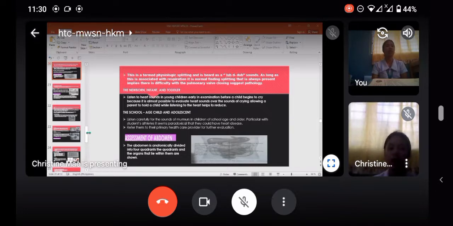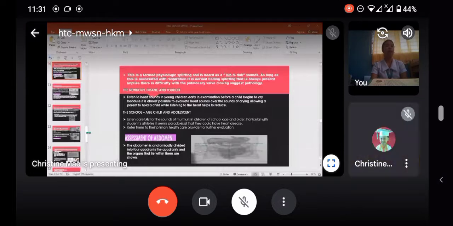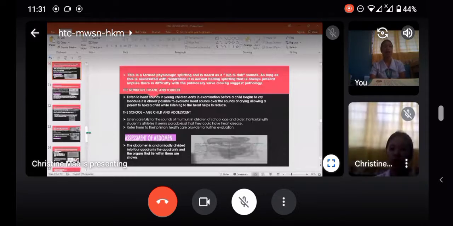So for the school age child and adolescent, listen carefully for the sounds of murmurs in children of school age and older. Refer them to their primary health care provider for further evaluation. So if naay problema ang imong child about sa iyang sounds sa paginhawa or about problems sa iyang heart, dapat i-refer na nato siya sa primary health care provider para ma-evaluate or mataagan siya og medications, then naay mga follow-up check-ups for sa iyang problema about sa heart.